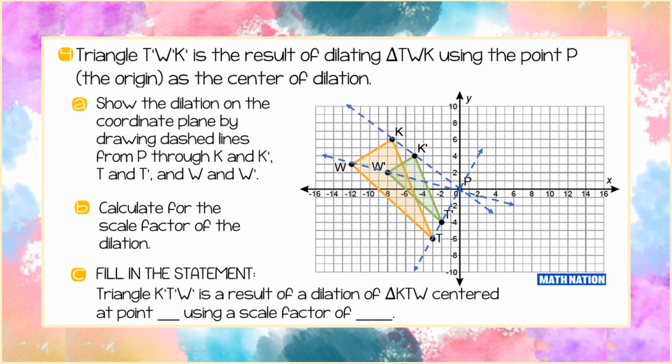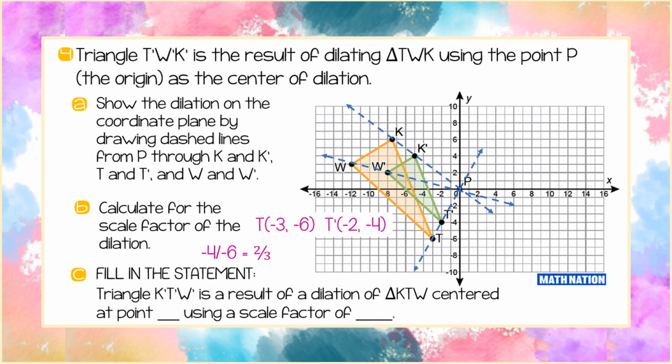Calculate the scale factor. We can look at any pair of corresponding points, and we can look at their x's or their y's, and we have to do the new divided by the old. So if we take the T's, original T is -3, -6, but T prime is -2, -4. If you do the new divided by the original, you're going to get 2/3. It's between 0 and 1 because it was a shrink.